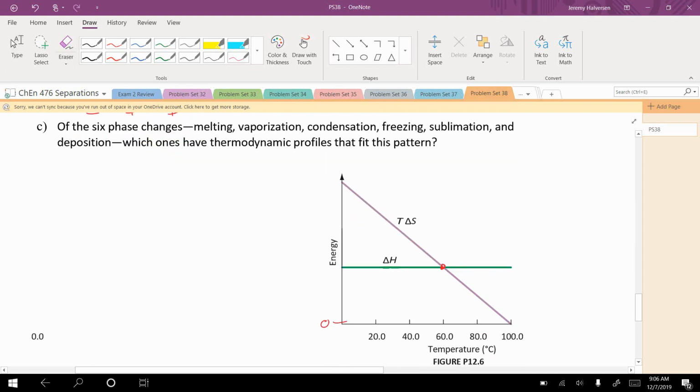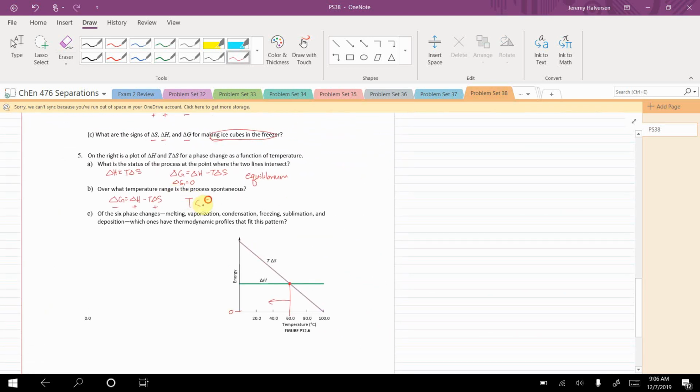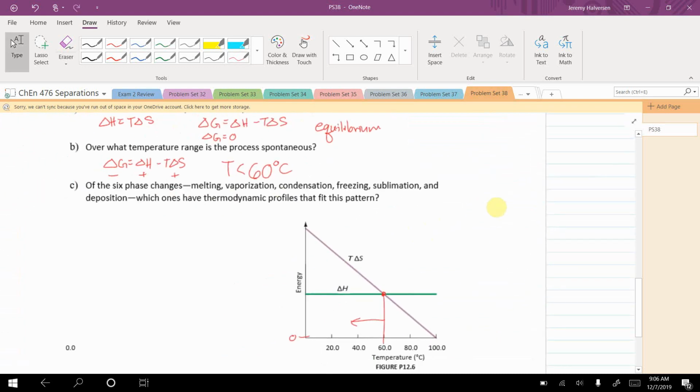So when is T delta S greater? Well, it's 60 degrees and above, or sorry, and below. So when the temperature is less than 60 degrees Celsius, that's going to be spontaneous.